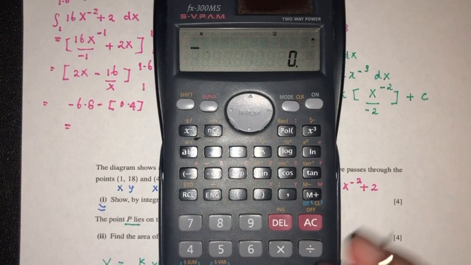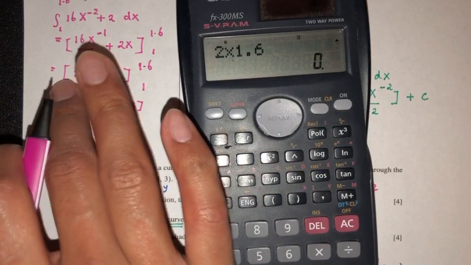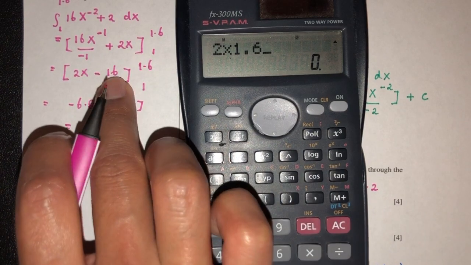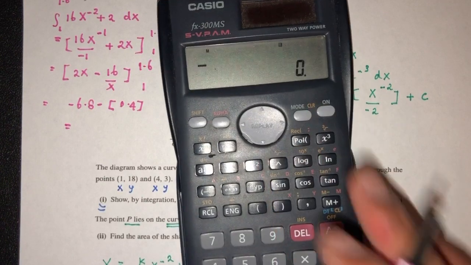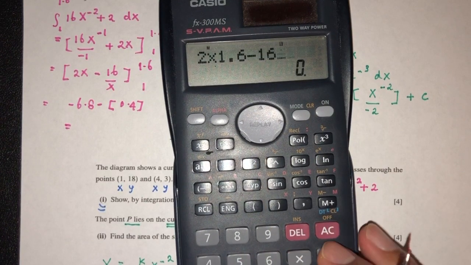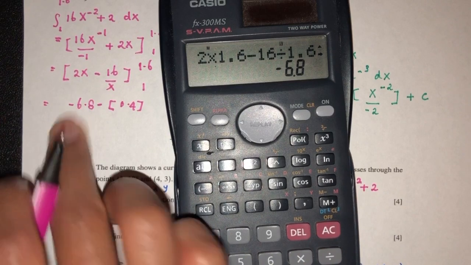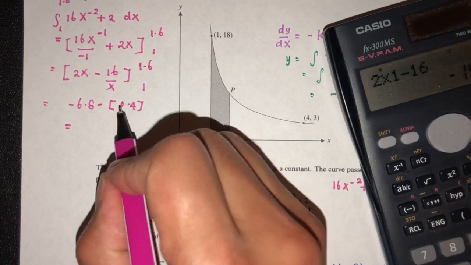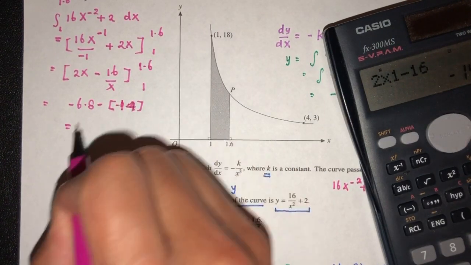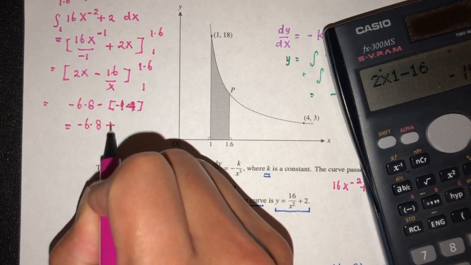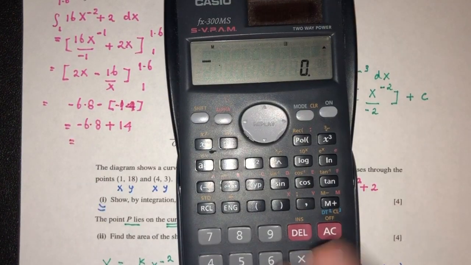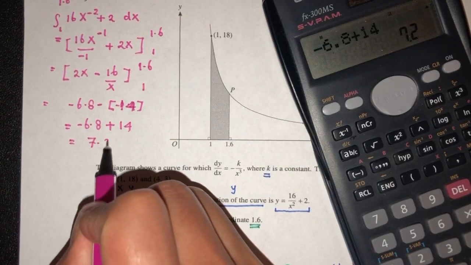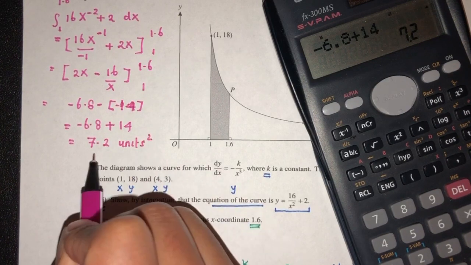So let me double check that again. So 2 times 1.6, right? And then we have the value of, oh, this is 16. Made a mistake for this one. So 2 times 1.6 minus 16 divided by 1.6. That will be good for this one. But this one, I think there's a mistake. 2 times 1 minus 16. That should be minus 14. So that will be this plus 14 for your value. So minus 6.8 plus 14, that should be 7.2 units square for the area.